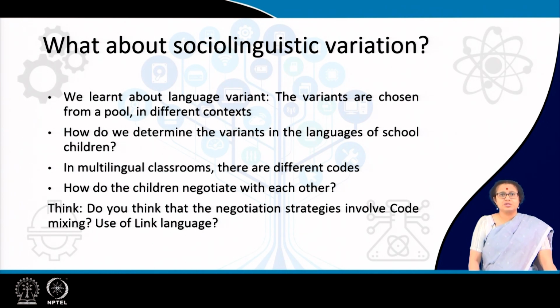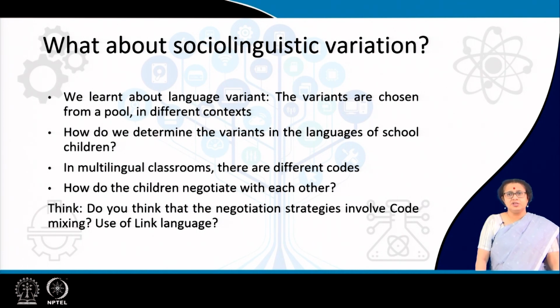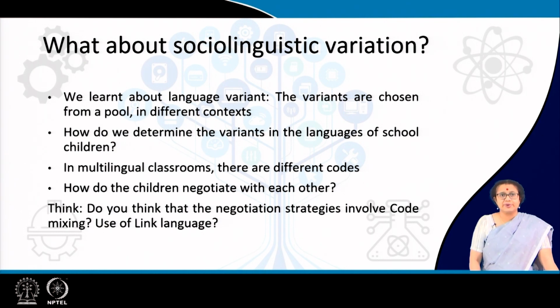Now, if we ask this question, how do we determine the variance in the languages of school children? This is not an easy task. So, we have to understand from a very hybrid kind of data. If you happen to collect data from children, then you already know that this is extremely complex. So, when we talk about variants, we can talk about a number of things, and we can also explain them sociolinguistically, of course, considering the structural aspects.